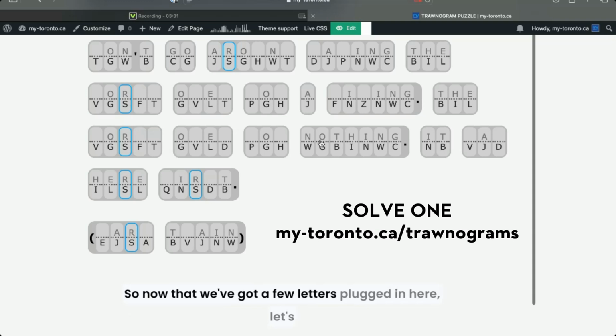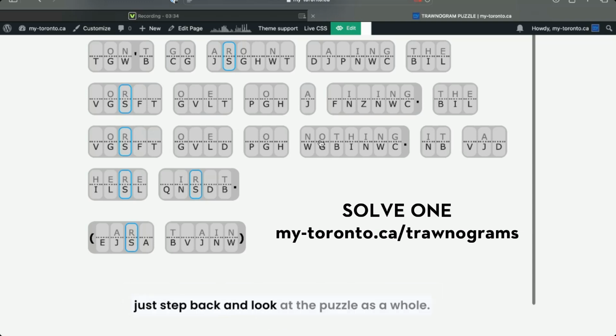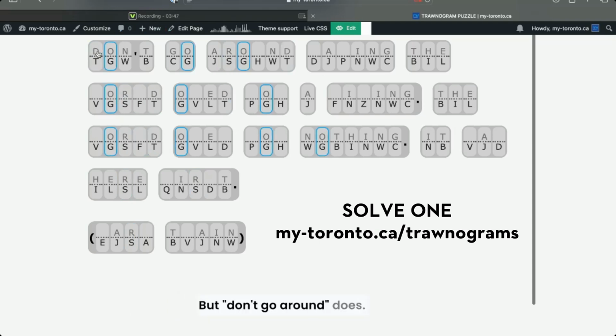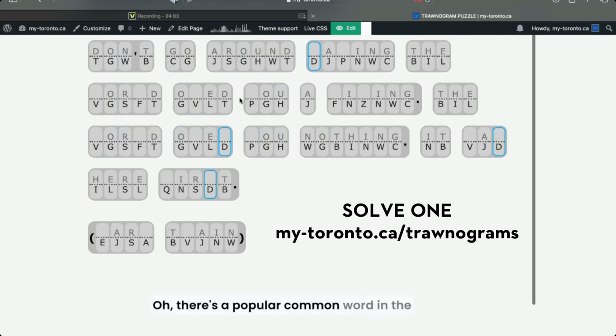So now that we've got a few letters plugged in here, let's just step back and look at the puzzle as a whole. If you try to read through it, if I were to say won't go around, that's not typically how a sentence begins in the English language, but don't go around does. So I am pretty confident that is a D. Don't go around. I'm unsure of this word yet. The something something. Oh, there's a popular common word in the English language that I mentioned before. You. So I'm guessing that is probably you.